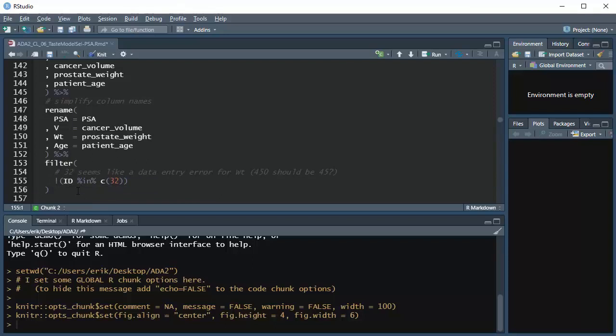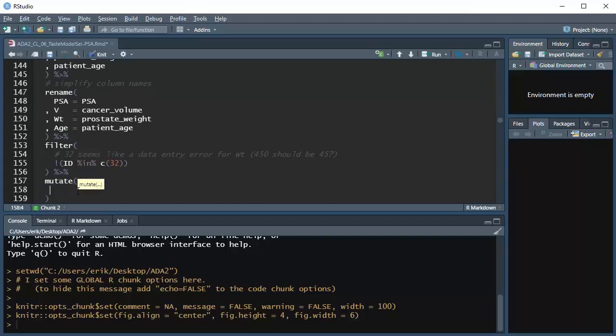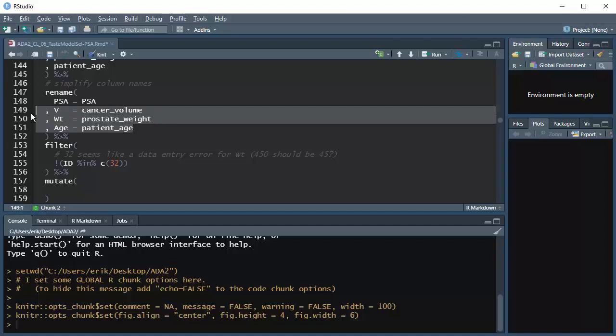What else do we want to do? We want to make some log variables. All right. So sometimes it makes a difference what order you put these commands in. In this case, it doesn't matter too much. All right, so let's make some log versions. We're going to work with these right here.